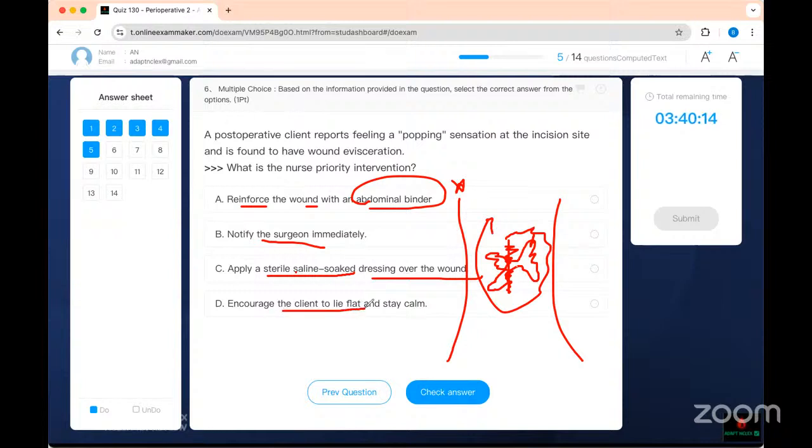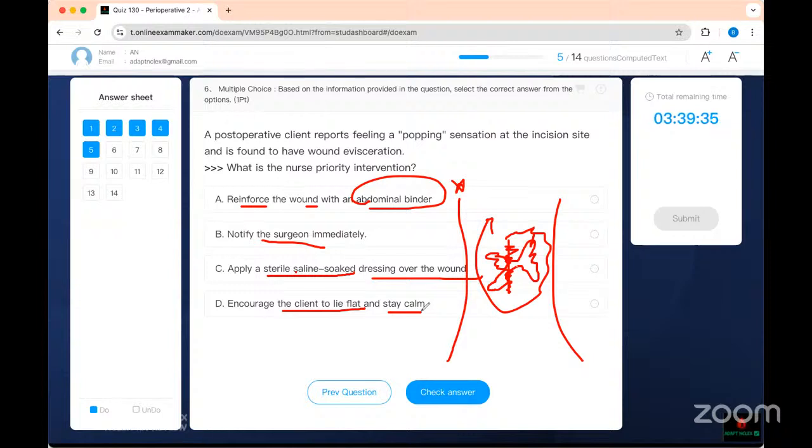Encourage the client to lay flat and stay calm. What is going to cause ongoing evisceration? The patient being stressed, anxious, and moving around. So if you lay them flat, they don't move anymore so that no more bowel comes out, and you calm them down. You put the bed in the lowest position. Most of the time, bed in the lowest position. Tell the patient to calm down. Don't move anymore. Lay them flat. Bed in the lowest position.